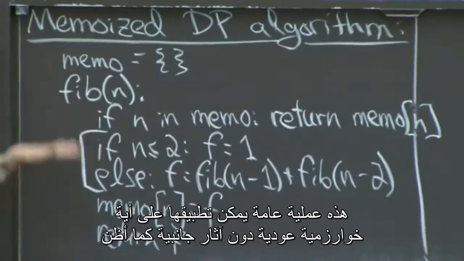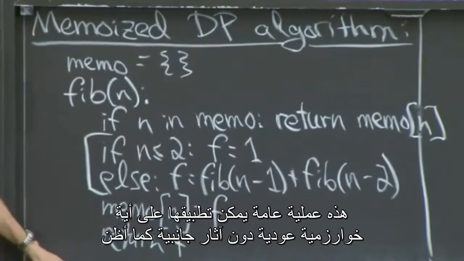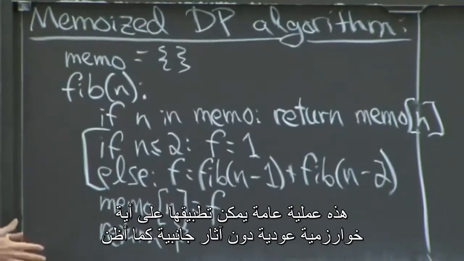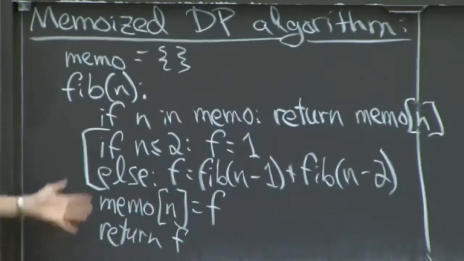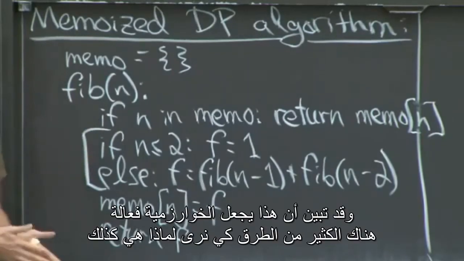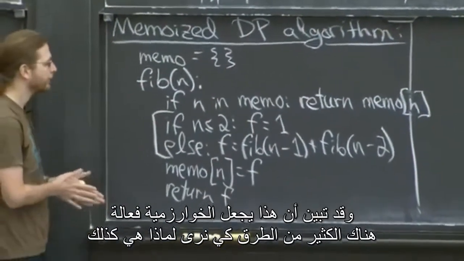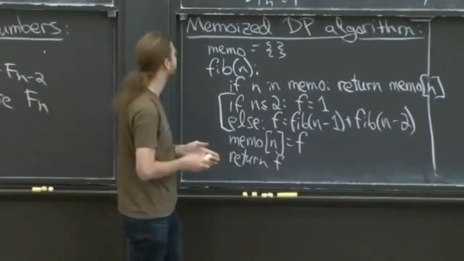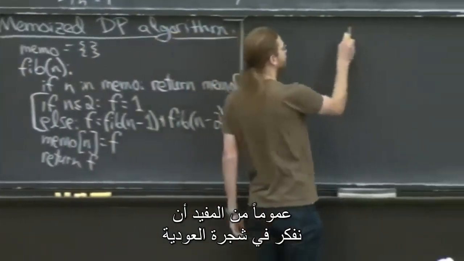And then we return that value. Okay, so this is a general procedure. You can apply it to any recursive algorithm with no side effects, I guess, technically. And it turns out this makes the algorithm efficient. Now, there's a lot of ways to see why it's efficient. In general, maybe it's helpful to think about the recursion tree.